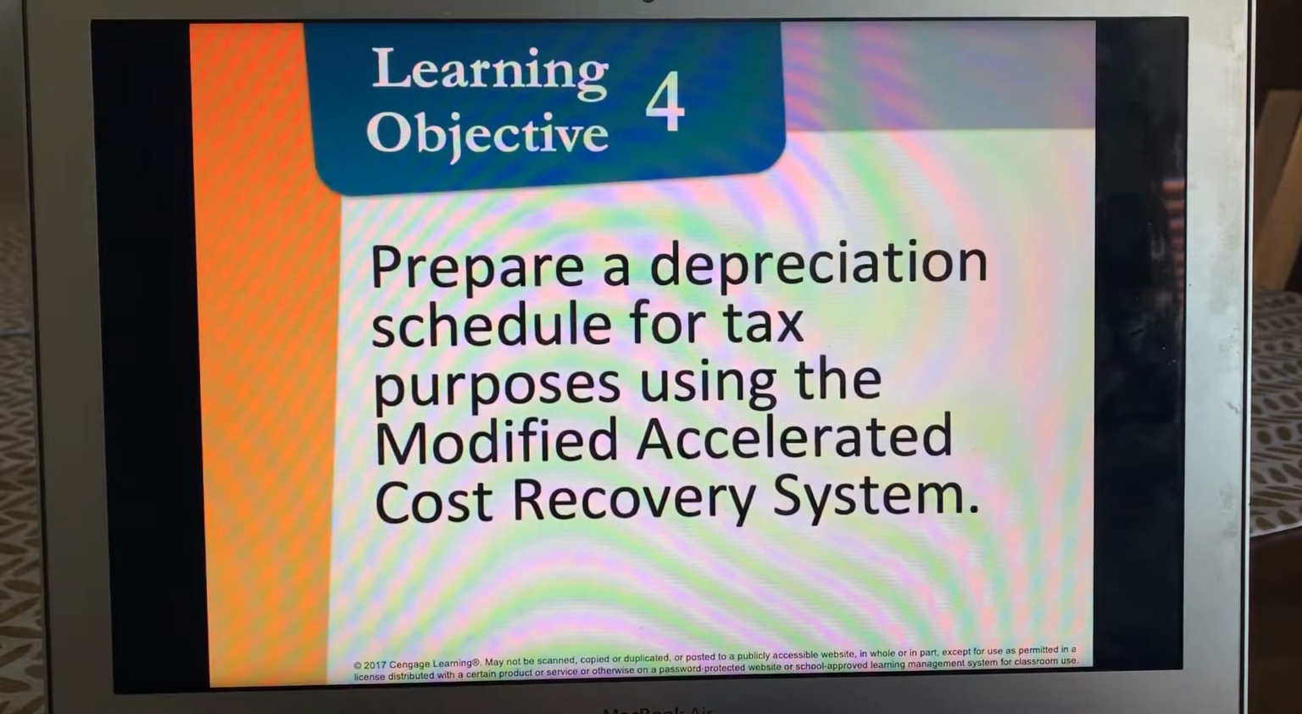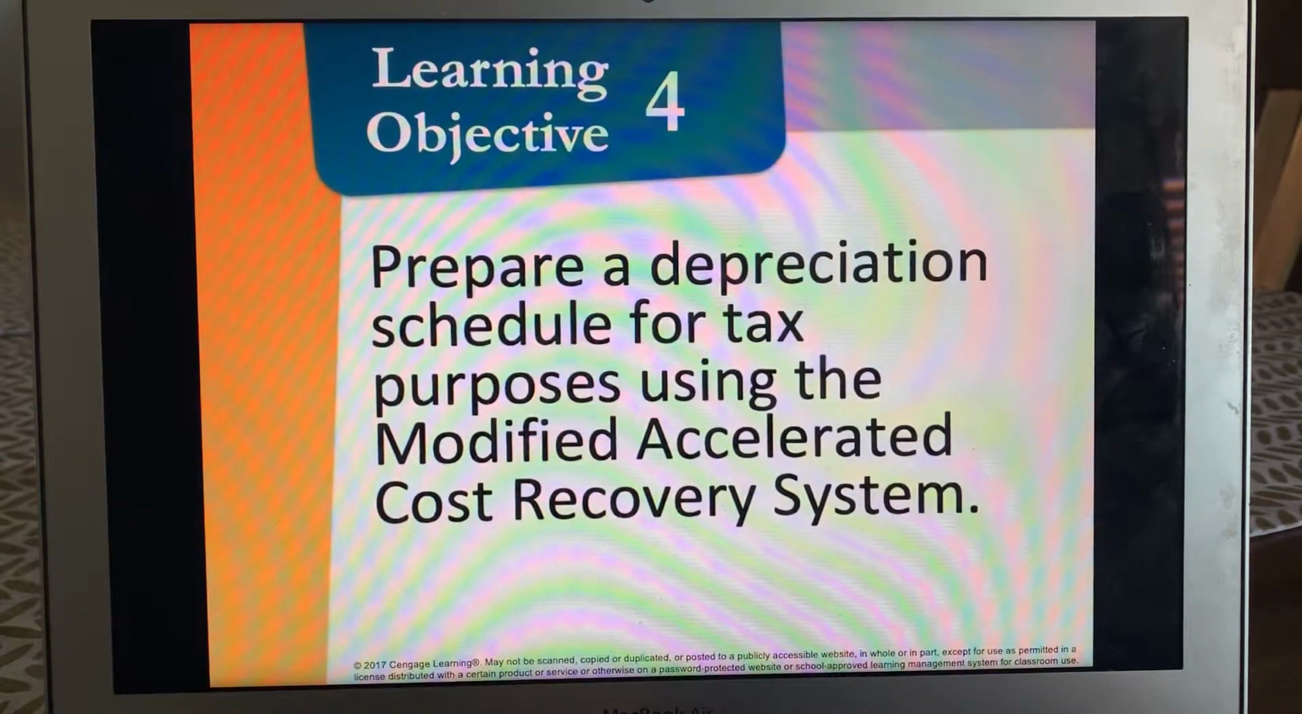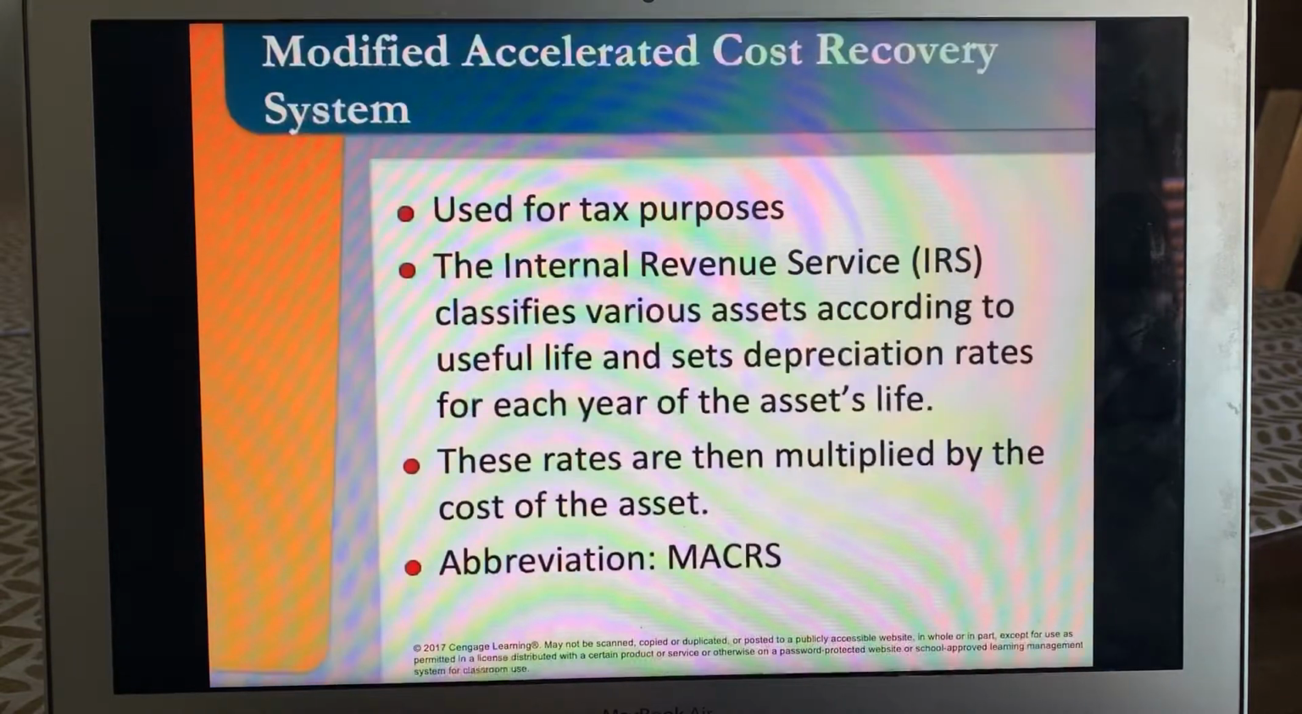Prepare a depreciation schedule for tax purposes using the modified accelerated cost recovery system. So if you do taxes, these are different styles or methods for accounting for depreciation of assets. Used for tax purposes, the IRS classifies various assets according to useful life and sets depreciation rates for each year of the asset's life. These rates are then multiplied by the cost of the asset. So abbreviation is called MACRS, M-A-C-R-S.